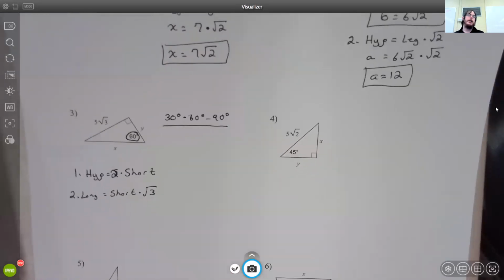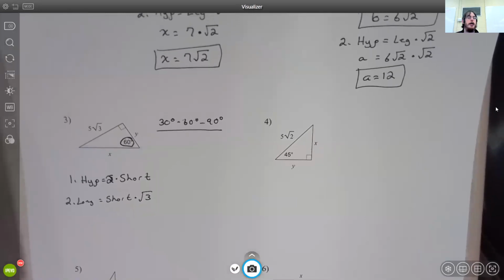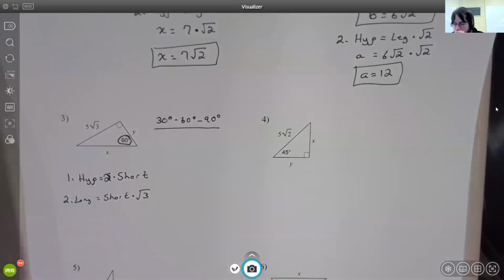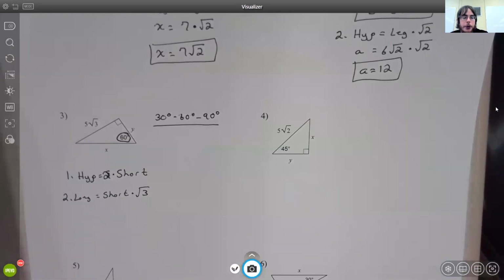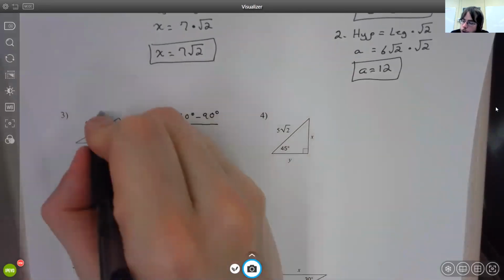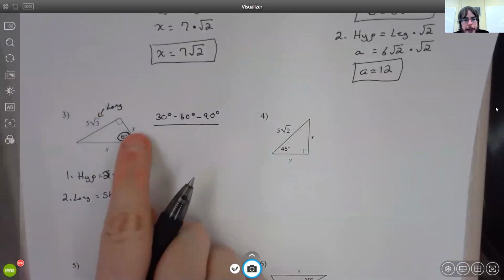But here's what's important about a 30, 60, 90 triangle. You always need to make sure that you have the short leg before you try to find either your hypotenuse or long leg. If you don't have your short leg, then you need to find it. So in this case, 5√3 is opposite the 60-degree angle, which means that's the long leg. So we need to find our short leg first, and our short leg is y.